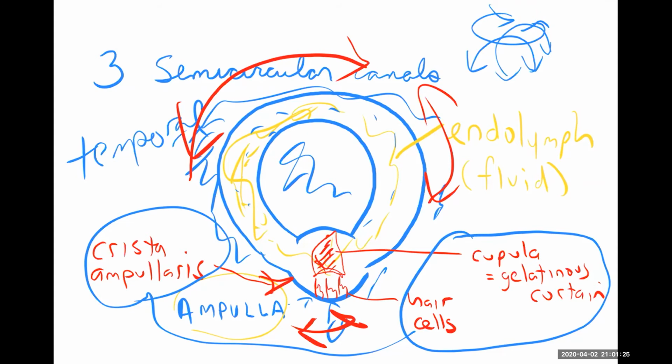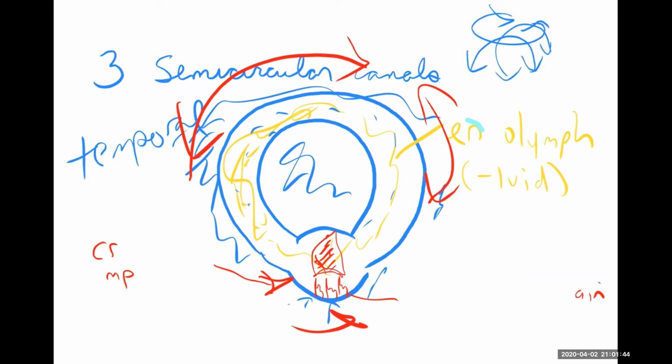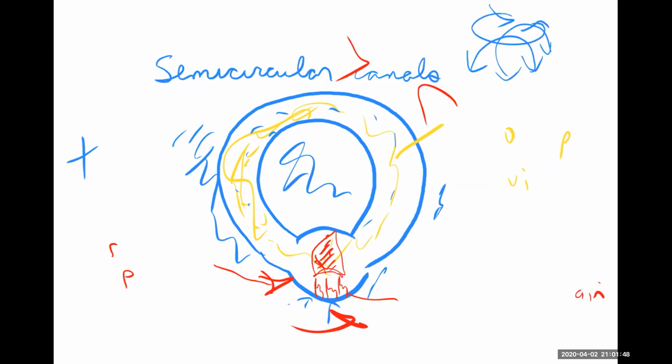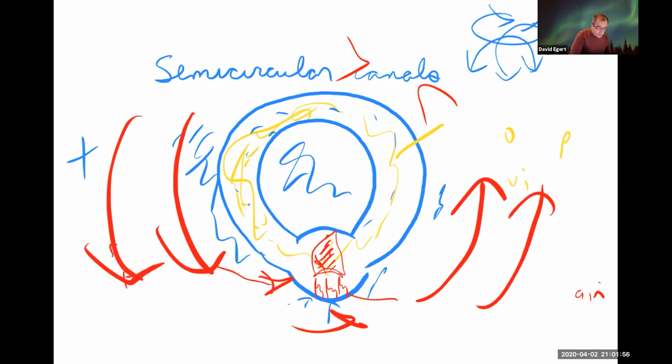Yes. Okay, so let me go back. If we look here, let me erase a lot of this. So now we can say somebody is spinning their head like this, which means this little thing is trying to go this way, but the fluid here is staying still. It's going to bend the cupula backward. And when the cupula bends, the hair cell is going to bend, and that's going to send a message to your brain that you are spinning. So that makes sense?